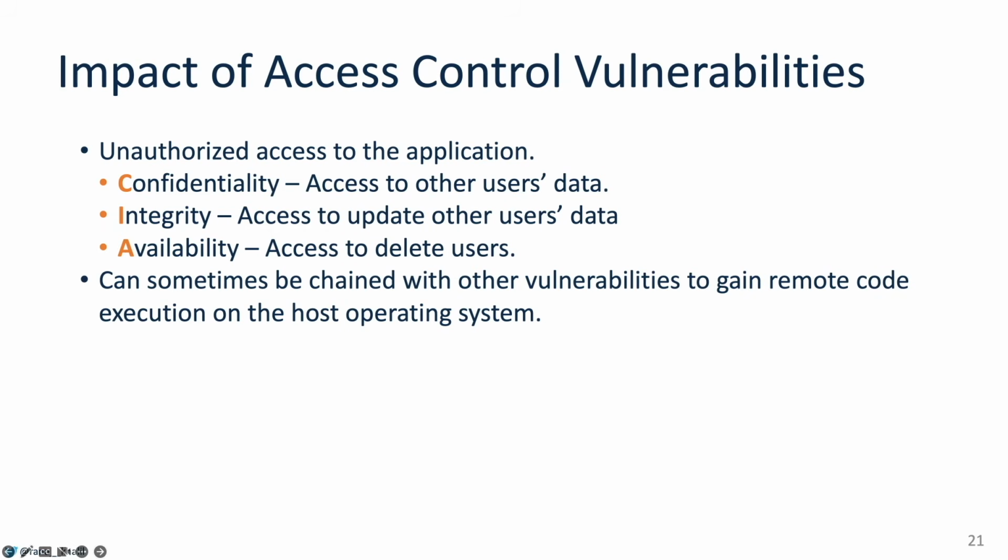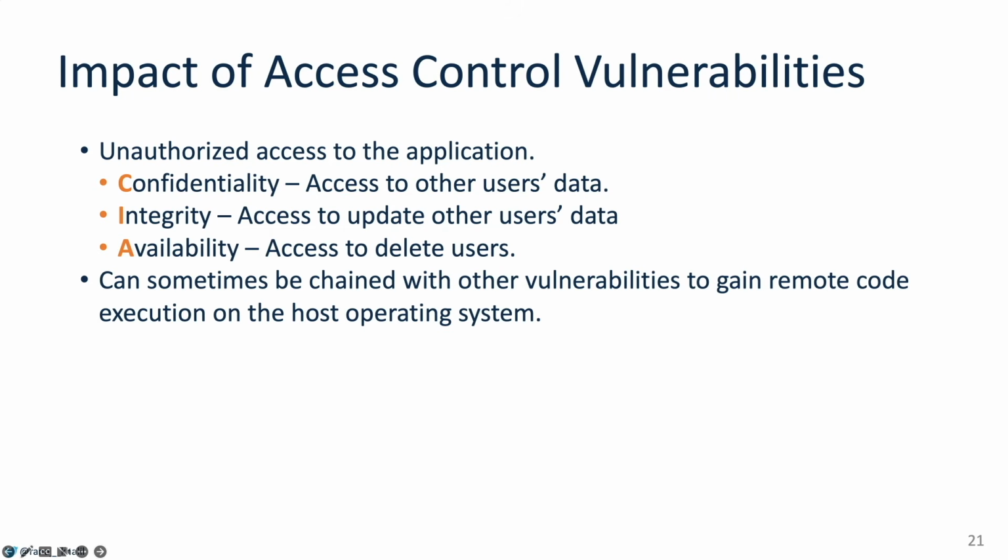Now, sometimes when you gain access to an administrator account that has the ability to upload files on the system, you could chain two vulnerabilities together. So let's say a privilege escalation vulnerability with a file upload vulnerability to gain remote code execution on the host operating system. Just like I previously mentioned, most of the access control vulnerabilities I discover in real-world applications are usually rated at a high or critical because they usually impact all three: confidentiality, integrity, and availability.